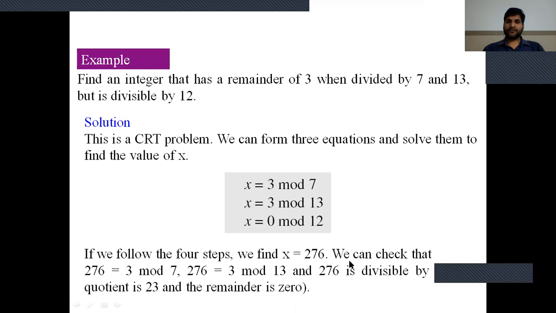We can check that 276 equal to 3 mod 7, 276 equal to 3 mod 13, and 276 is divisible by 12. The quotient is 23 and the remainder is 0.